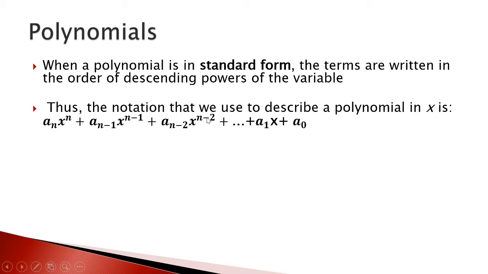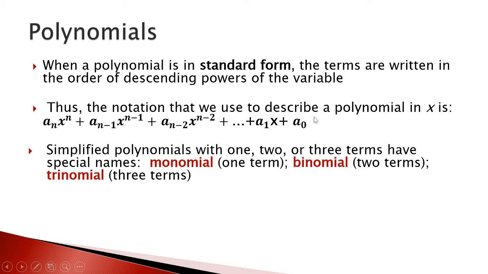Thus, the notation that we use to describe a polynomial in x is a_n times x to the power n plus a_(n-1) times x to the power n minus 1, likewise. Here a_n is the leading coefficient and a_0 is the constant term.